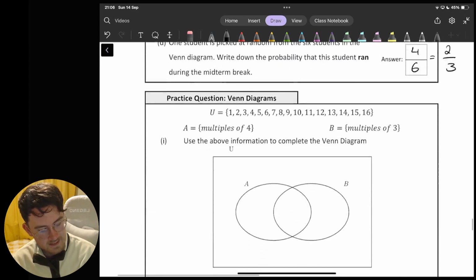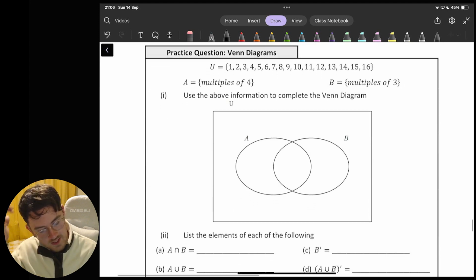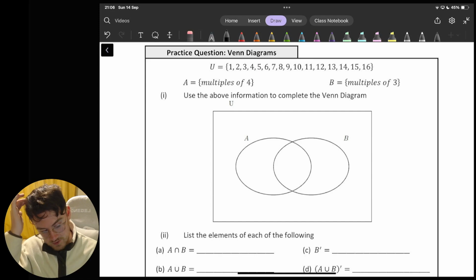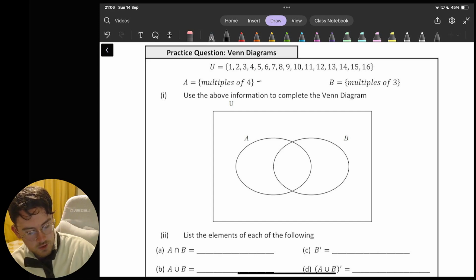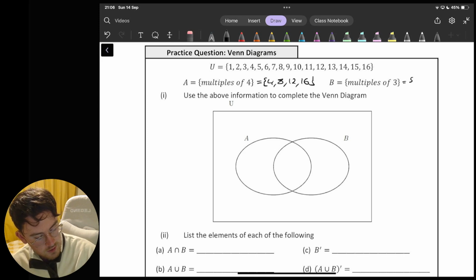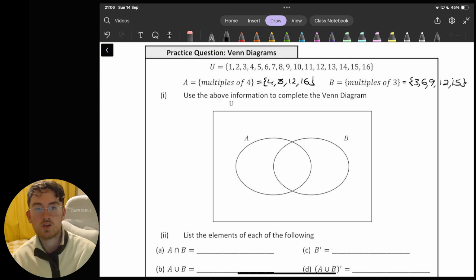Okay. Let's get into some more questions here. We have a practice question where we're looking at some multiples of different numbers. So I'm asked about the multiples of 4 here. So let's list those out. 4, 8, 12, and 16. And B is the multiples of 3: 3, 6, 9, 12, and 15. I'm only going that far because the universal set only goes up to 16. So there's no point in me including numbers larger than that because they're not contained within this rectangle.